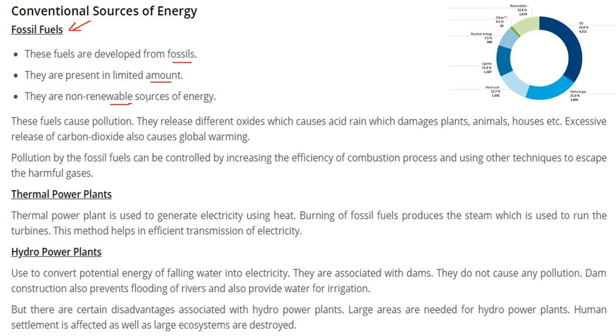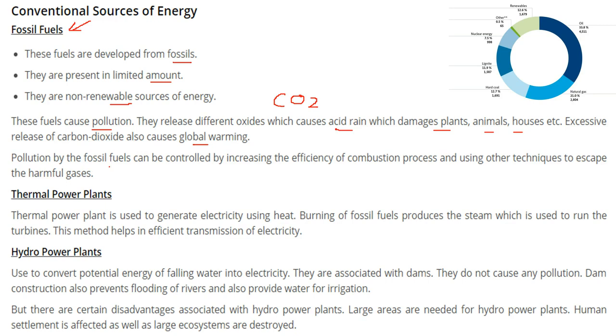And these fuels cause pollution. They release different types of oxides, and you might be aware of the acid rain. Because of these oxides, they mix in the air, and when the rain comes, they come along with this rain. They damage plants, animals, and houses. And excessive release of carbon dioxide gas, which is a greenhouse gas, is causing global warming. So the average temperature of Earth is increasing.